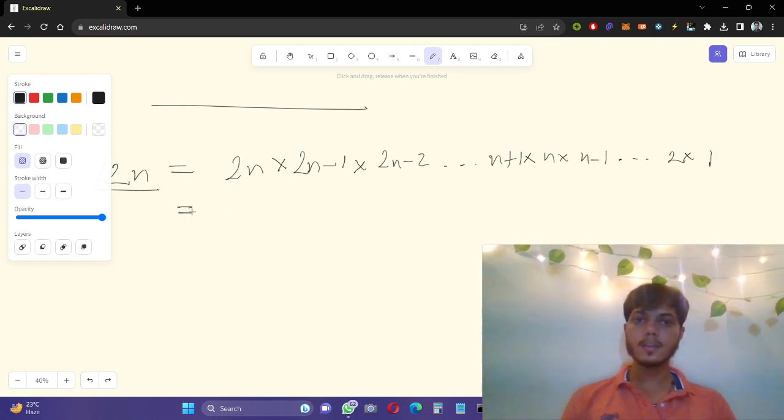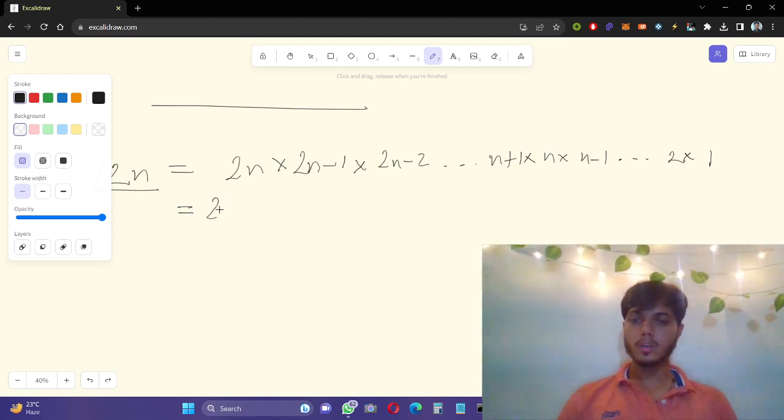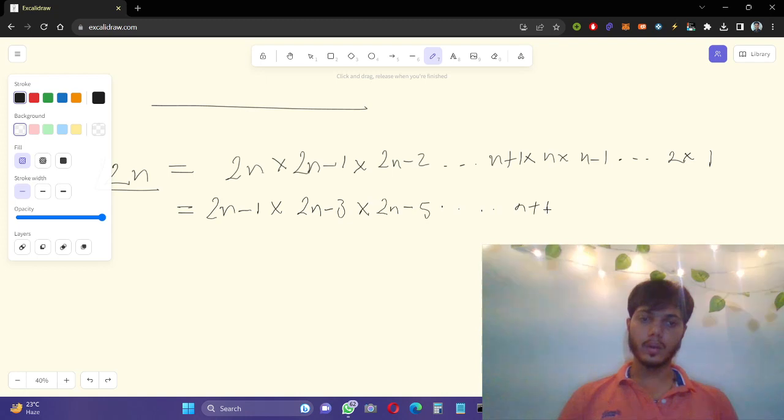If I group all the even numbers together and all the odd numbers together, it's going to look like 2n minus 1 into 2n minus 3 into minus 5, all the way till n plus 1, all the way. Okay, just ignore this one.